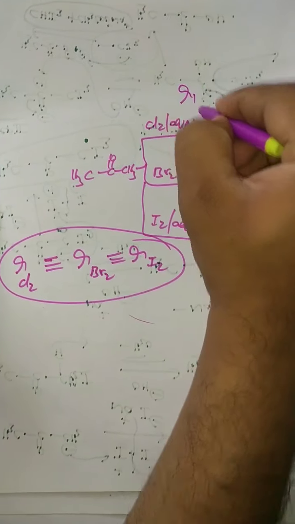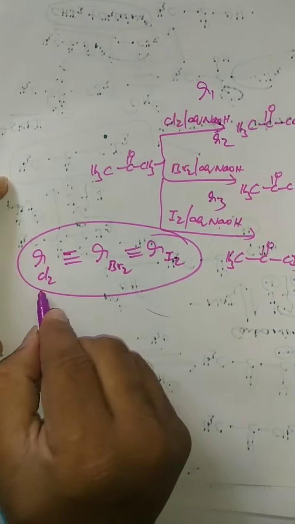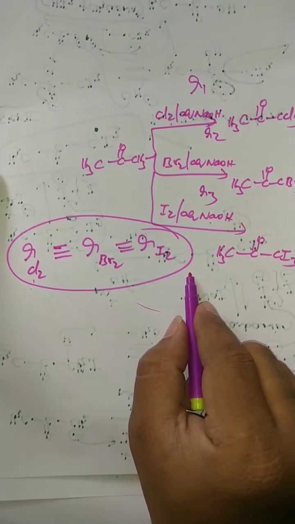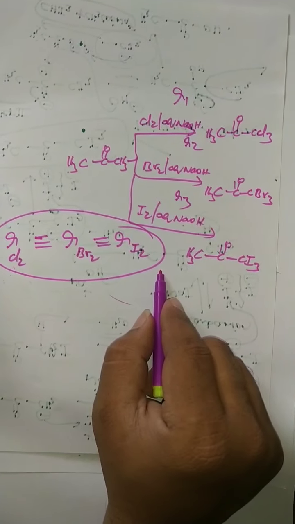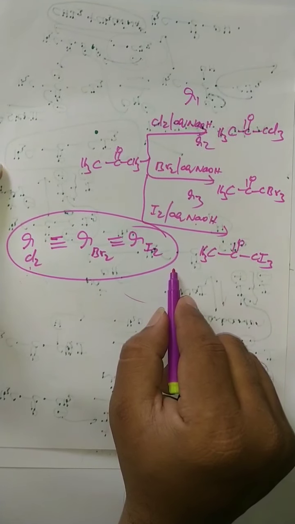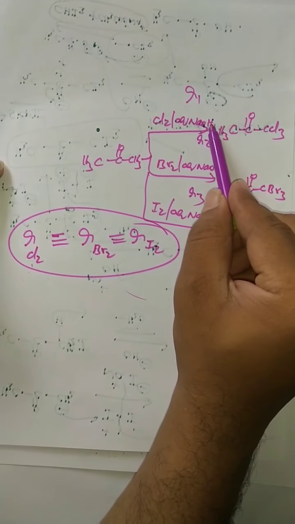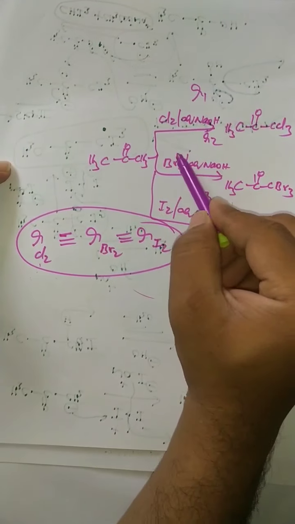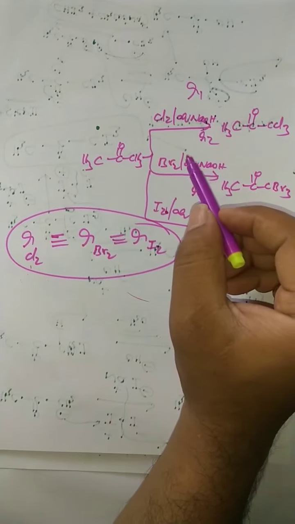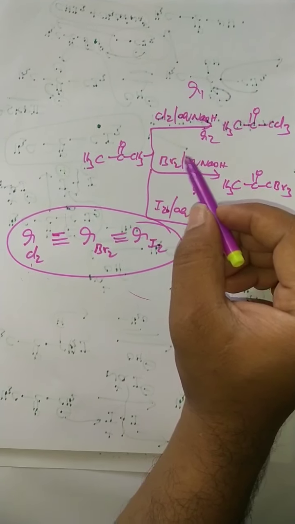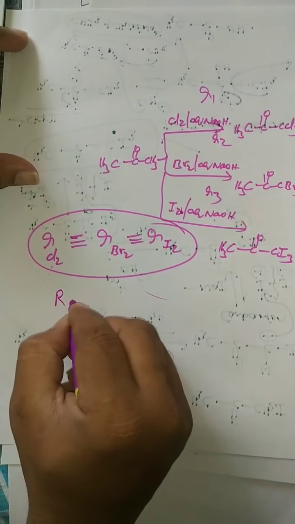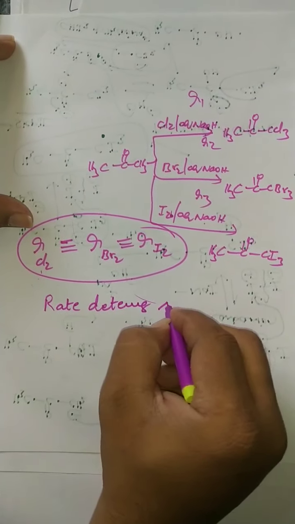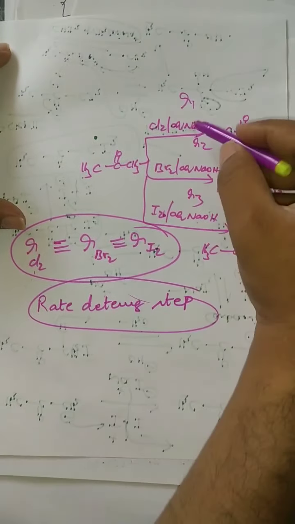They will give these as R1, R2, R3. Arrange them. Here R1 equals R2 equals R3, because it is a base promoted halogenation. The rate is found to be totally independent of the concentration and identity of the halogen, because the rate of reaction doesn't depend on the concentration of NaOH as well as the concentration of chlorine, bromine or iodine. Because what is the rate determining step in this reaction? The overall rate of the reaction is controlled by a single step, called the rate determining step.